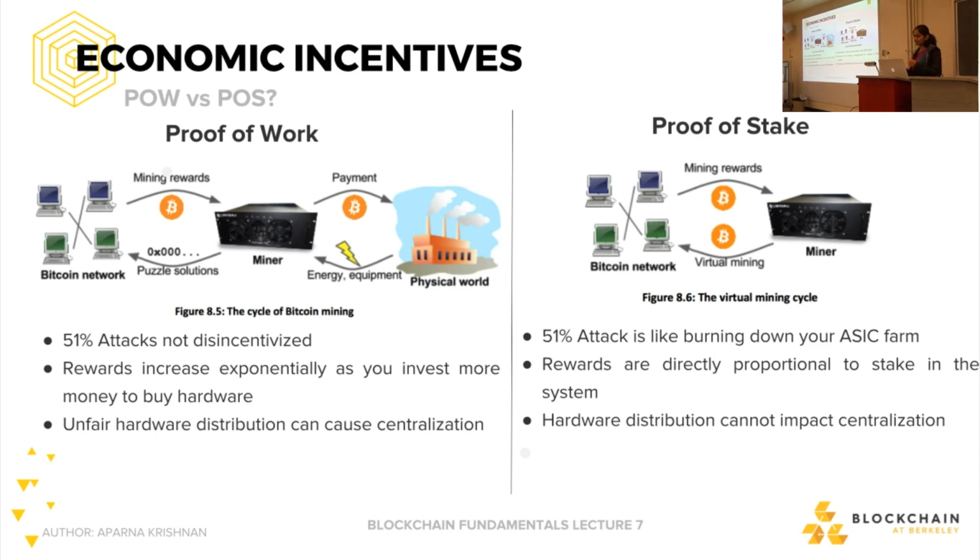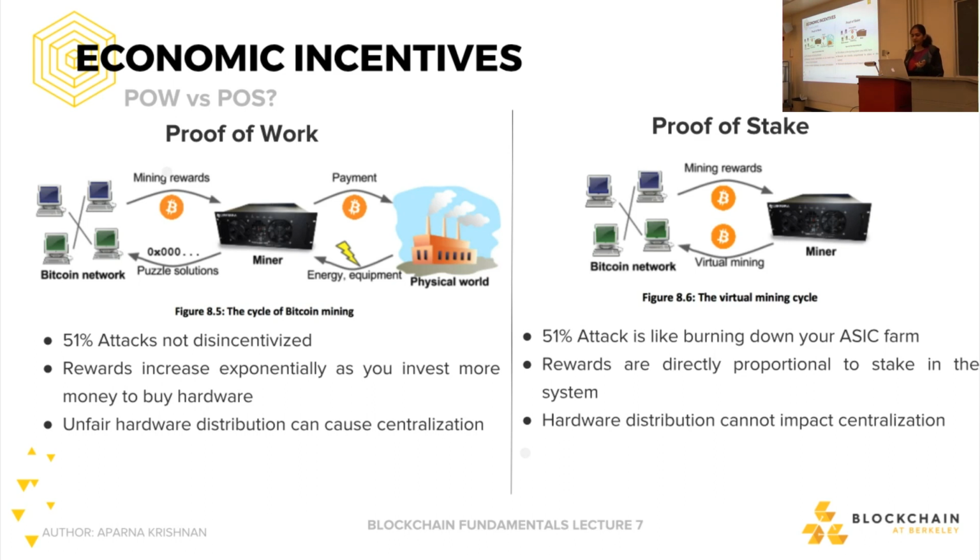Versus in proof of stake, if you try to do a 51% attack and the network loses confidence, it's like burning down your ASIC farm. Because if the price of Ether starts tanking, then you have no way to sell this Ether. You're kind of stuck with it because no one wants to buy it and there's nothing else you can do with it. So you basically just burnt yourself.